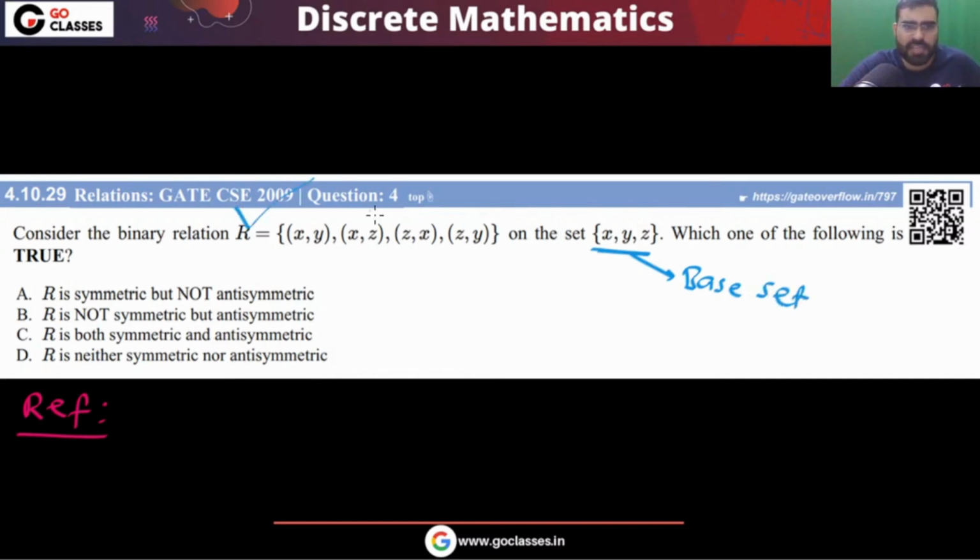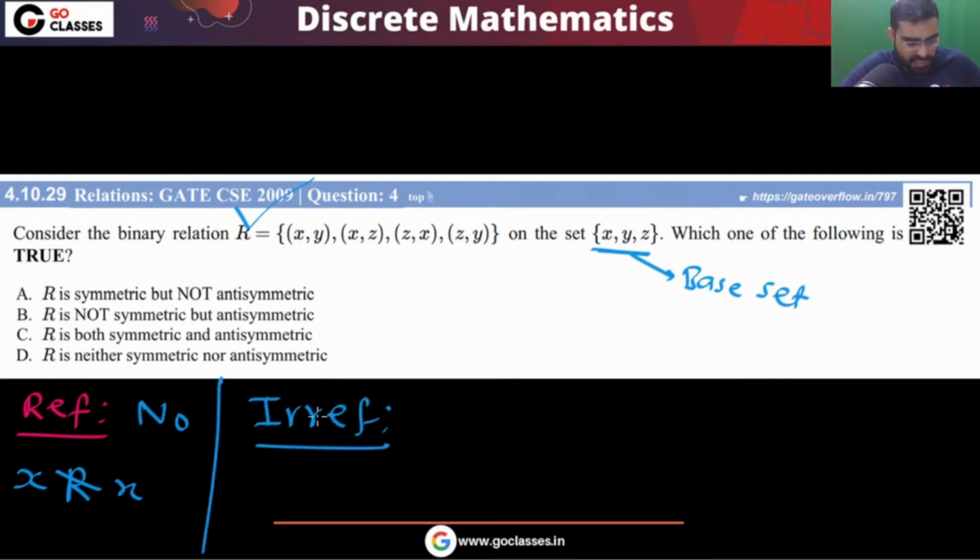So you can see that X is not related to X. So the reflexive property is not satisfied because X is not related to X. What about irreflexive? Irreflexive says that no element is related to itself. No element is related to itself. So yes, this is satisfied.